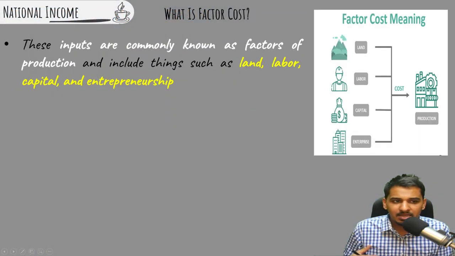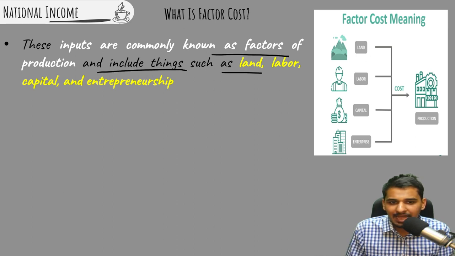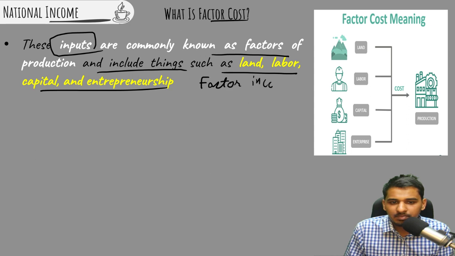So now let us look at the factor cost. As we have already seen, factor cost is the income or the cost that you get from factors of production, that is land, labor, capital, and enterprise. So these are the 4 inputs which generate factor income: land, labor, capital, and enterprise. So to manufacture anything, you will have to pay this factor income, and the amount that you will pay is factor cost.